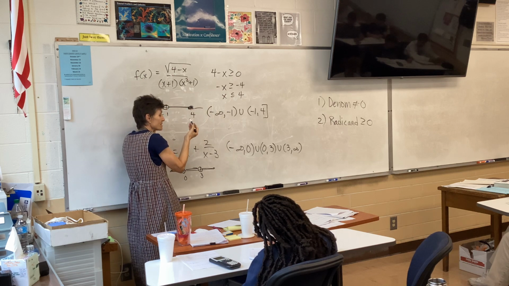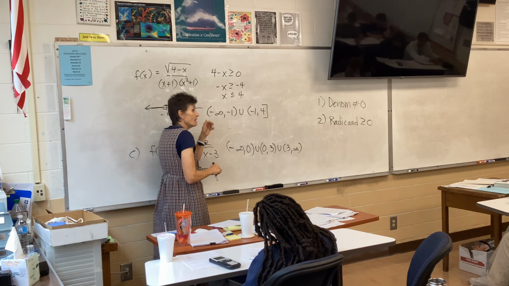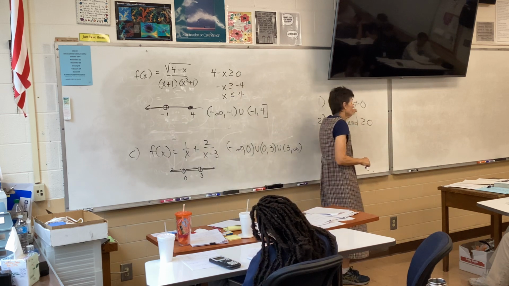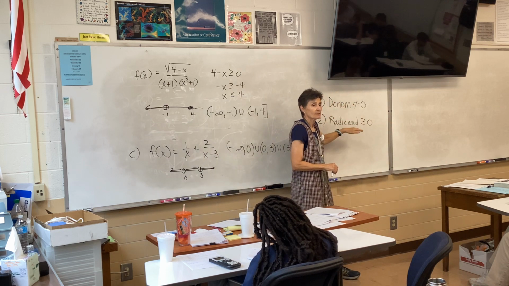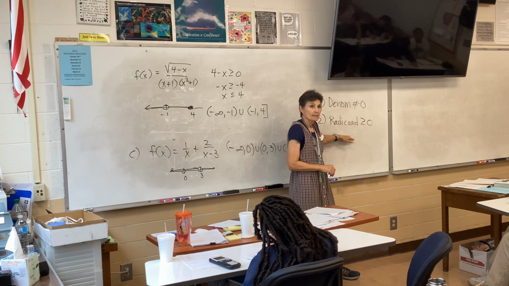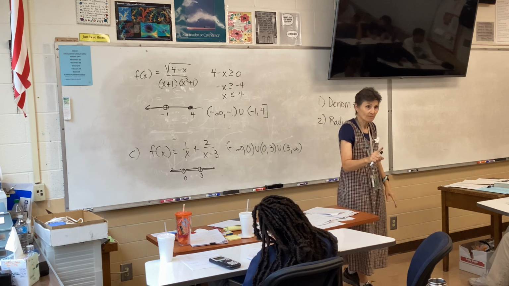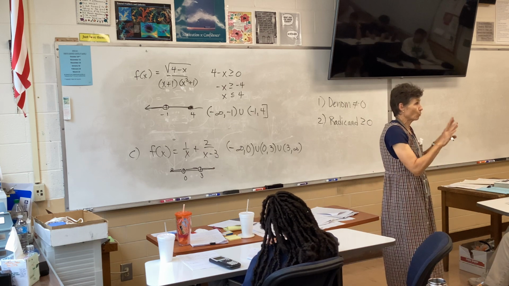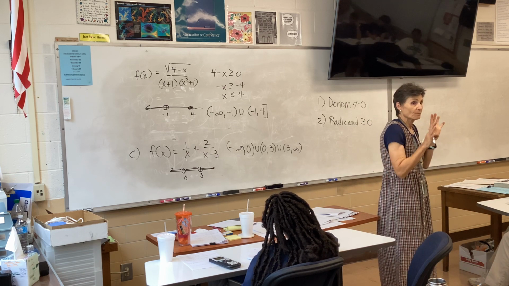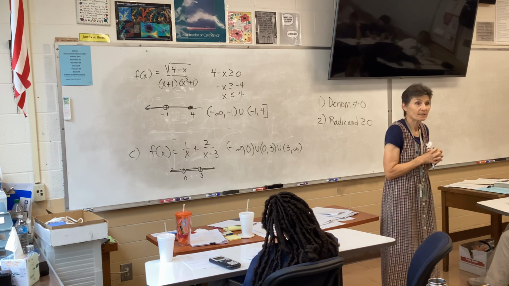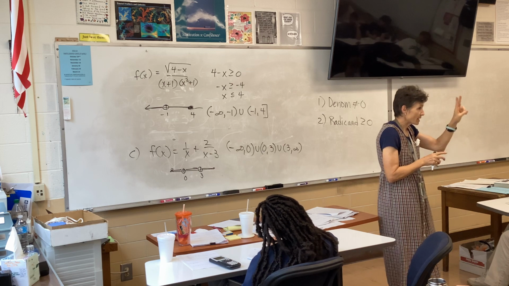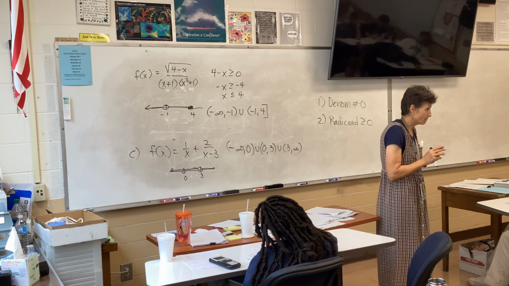I always use a number line to keep track of it. You don't have to, obviously, but I always do. 2 things disrupt your domain: a denominator and a radical. If you don't have a denominator and you don't have a radical, then except for weird exceptions, your domain's going to be negative infinity to infinity. Because denominators and radicals are what mess it up.